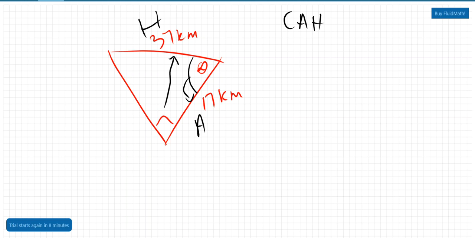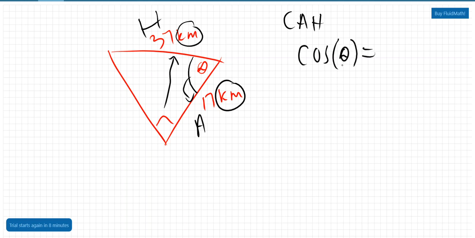The other thing to check is, are your units the same? Both of them have kilometers, so that's fine. I don't have to change anything. On your test, you may see questions where you might have, for example, kilometers and meters. So keep an eye out for that. Okay, so we're using cosine. So write the formula so we can see it nice and clearly.